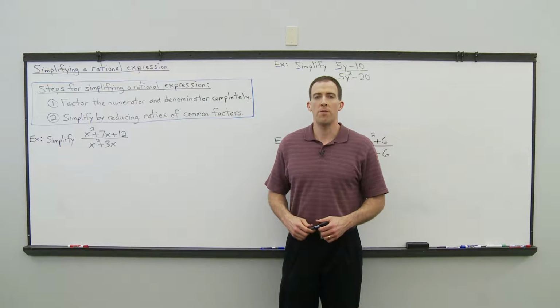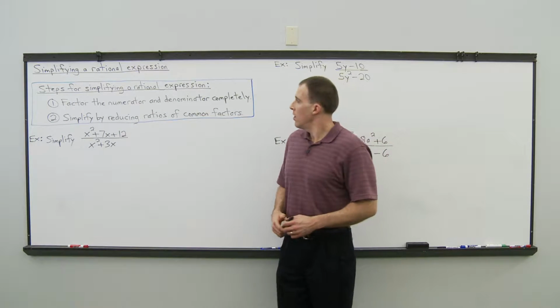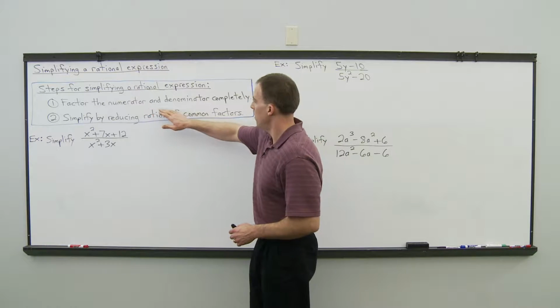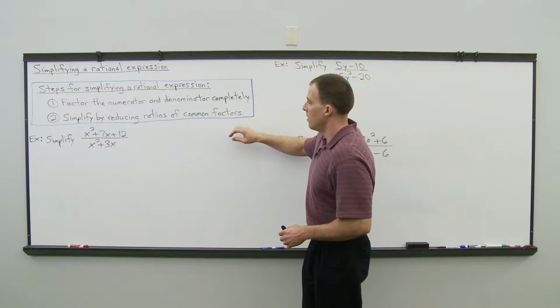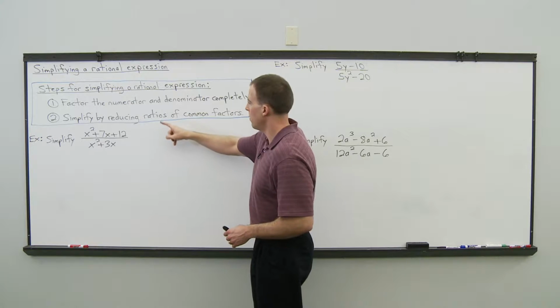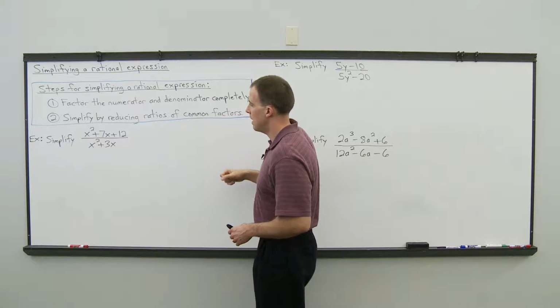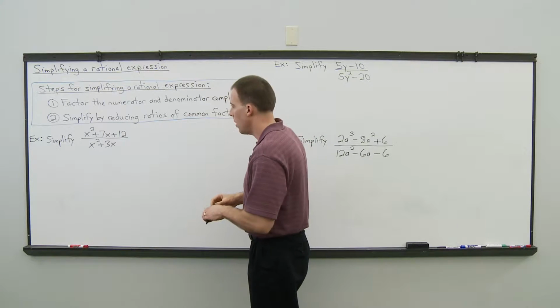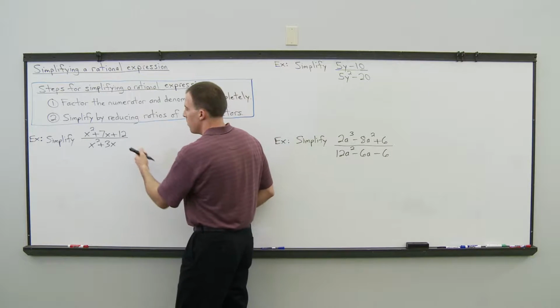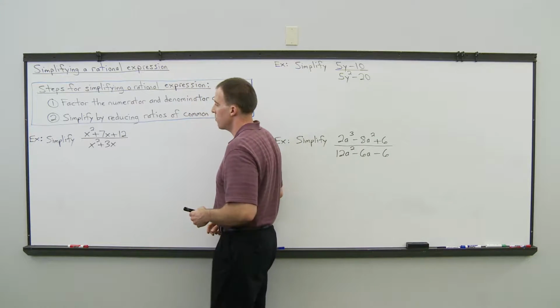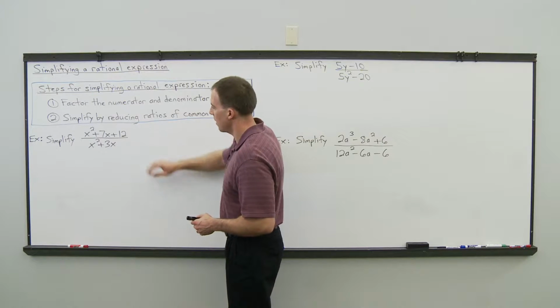Here are the steps for simplifying a rational expression. The first step is to factor the numerator and denominator completely, and then the second step is to simplify by reducing ratios of common factors. And I have several examples that I'll do with you here. The first one is to simplify x squared plus 7x plus 12 all over x squared plus 3x.